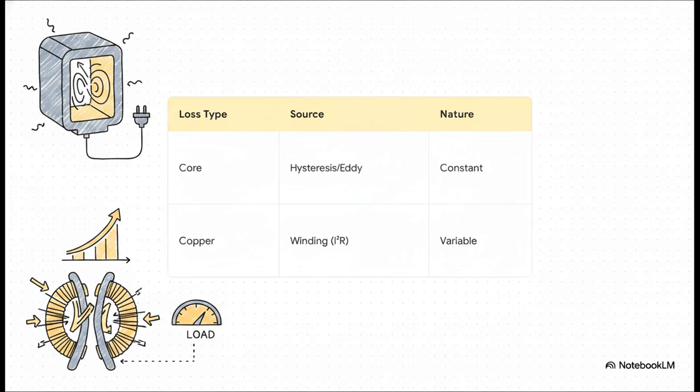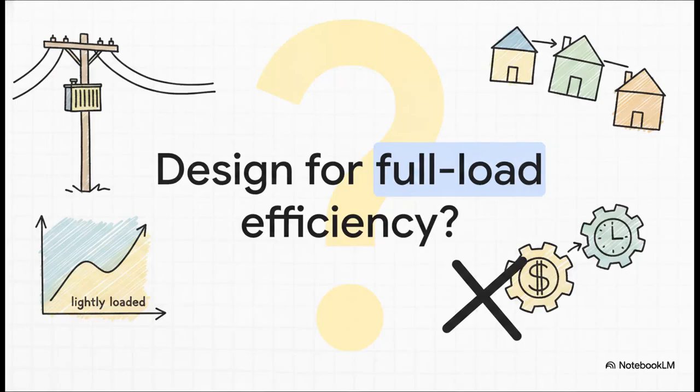Core losses, which are the hysteresis and eddy currents happening in the steel core, are constant. They happen the second you energize the transformer, even if it's completely unloaded and just sitting idle. Copper losses, on the other hand, are highly variable. They happen in the winding resistance, and they grow with the square of the load current. And this brings up a really fascinating engineering dilemma.